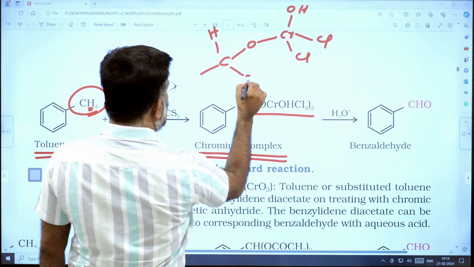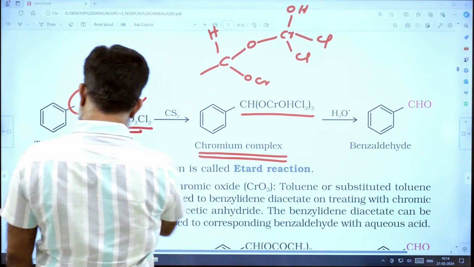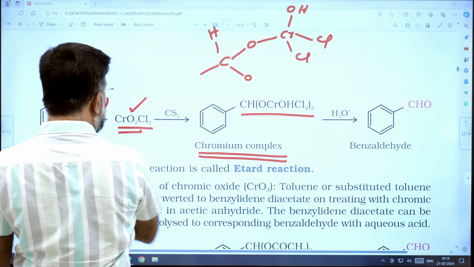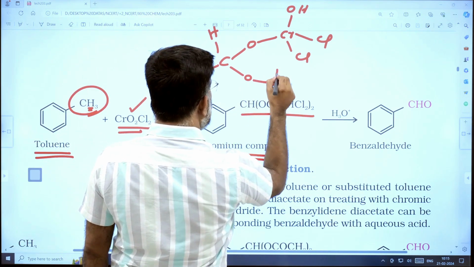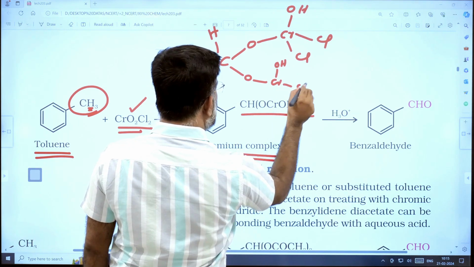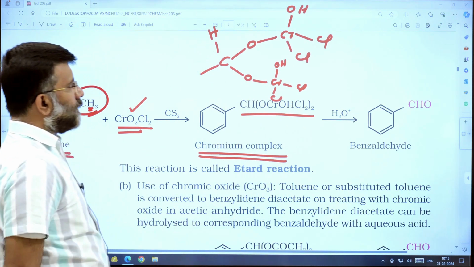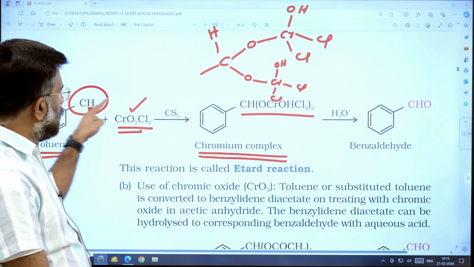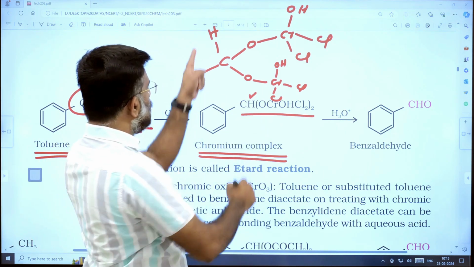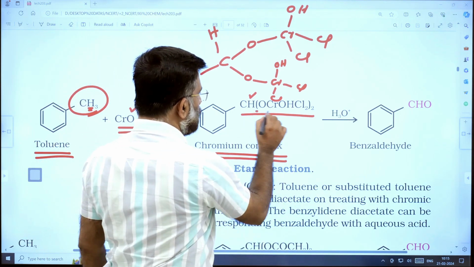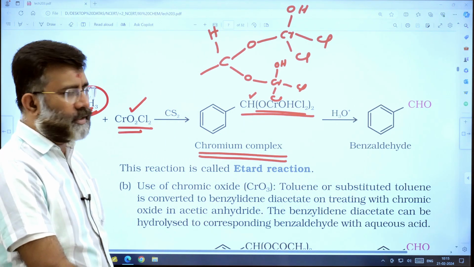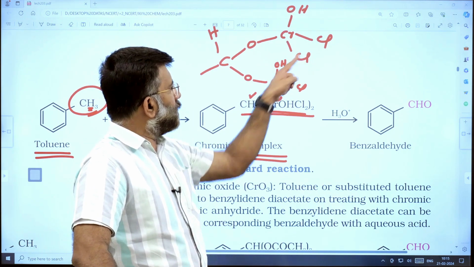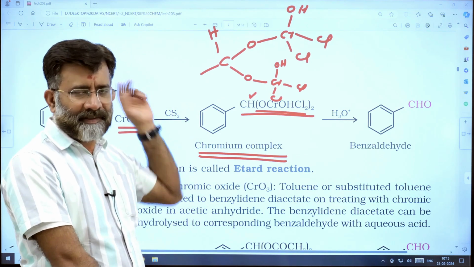And one more, O, Cr, OH, chlorine, like this. We get such a chromium complex. You see that of the 3 hydrogen atoms, 1 hydrogen is retained there, and the 2 hydrogen atoms are replaced by OCrOHCl2 twice. OCrOHCl2, 2 numbers like this, right?